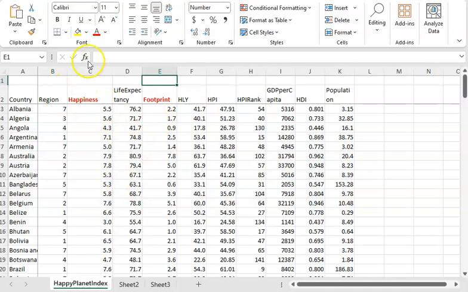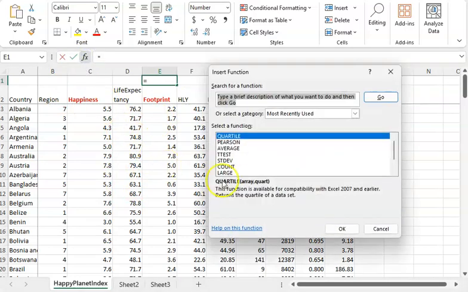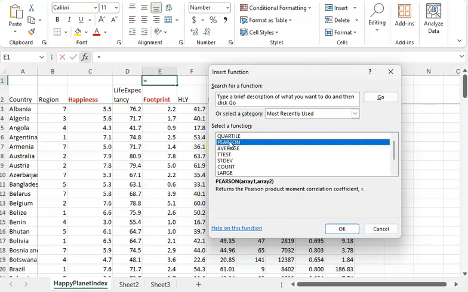comparing. We'll go to FX, and Pearson is the name of the test, Pearson correlation. If you don't see it in the list there on most recently used, you can type it in this box up here. So I just got done doing this this morning, and we'll click OK.